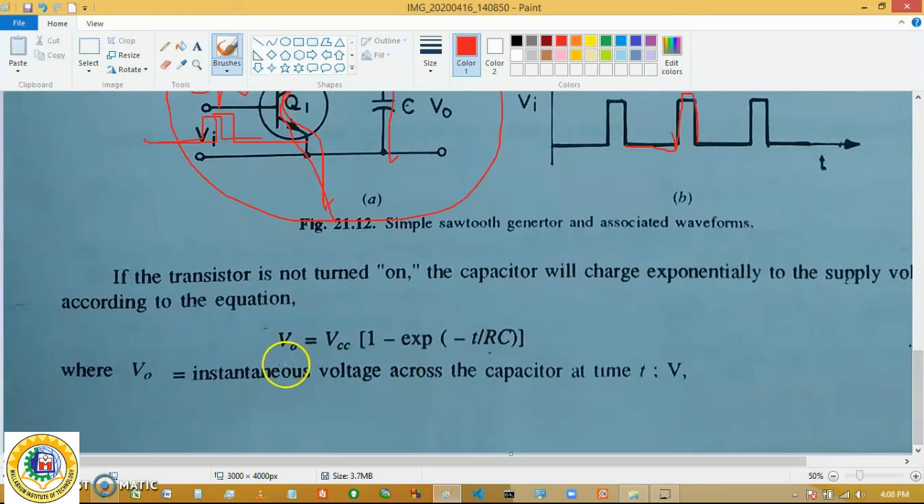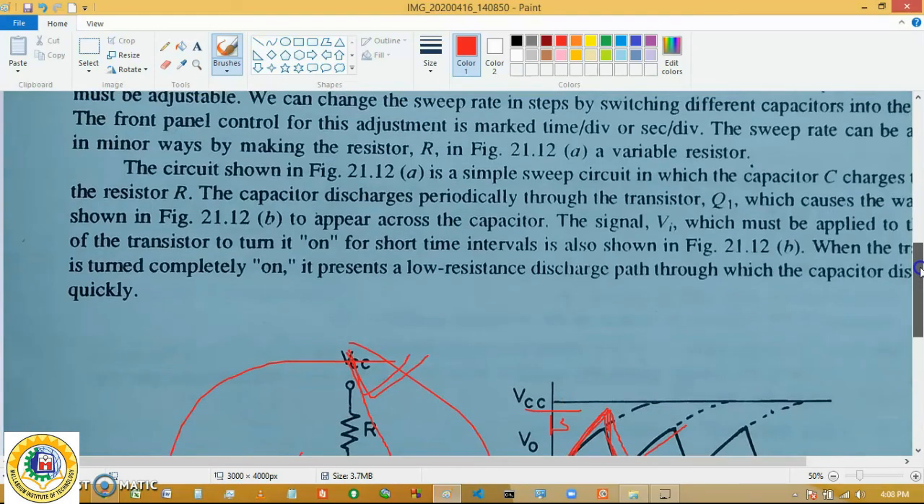And the capacitor voltage is associated with this. In the next page we will practice some examples, the numerical examples which are given on the next page.